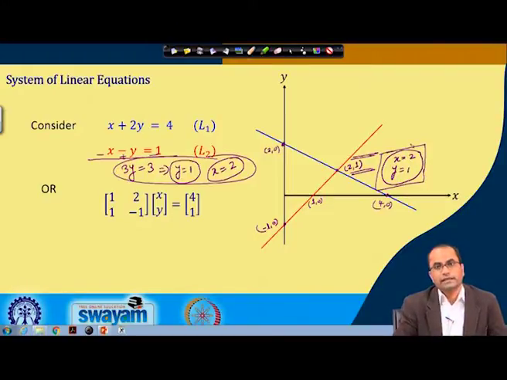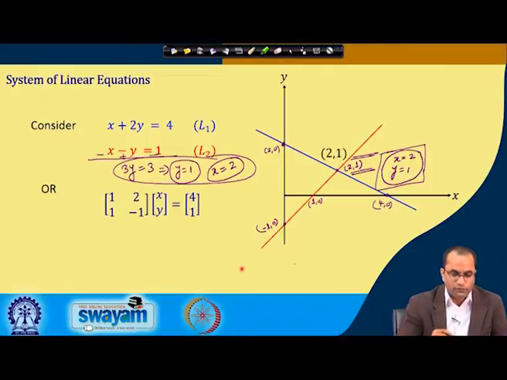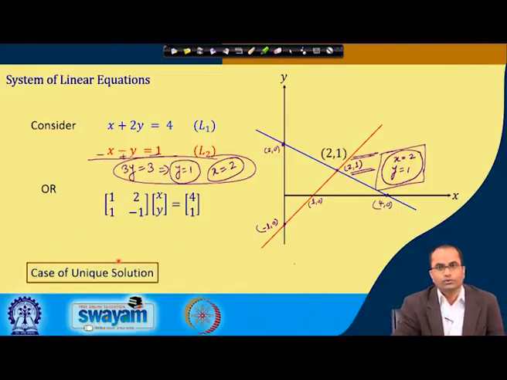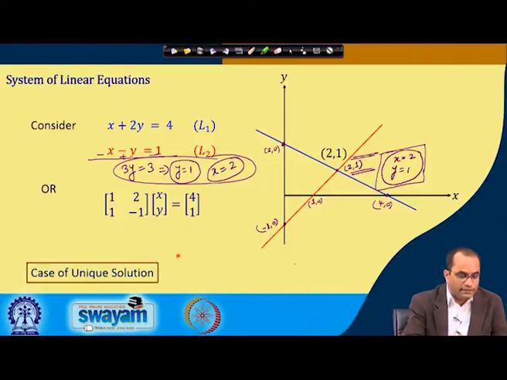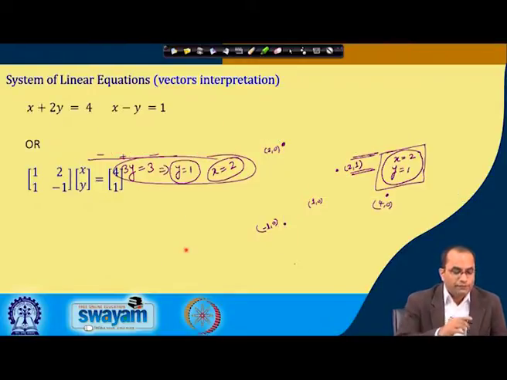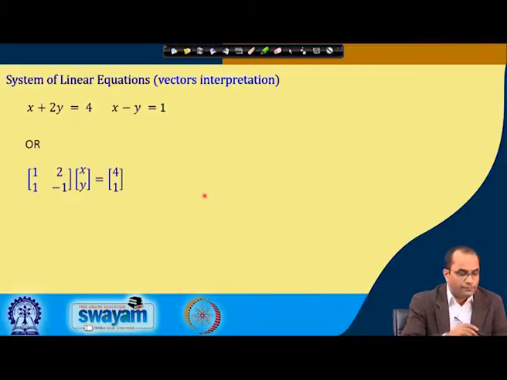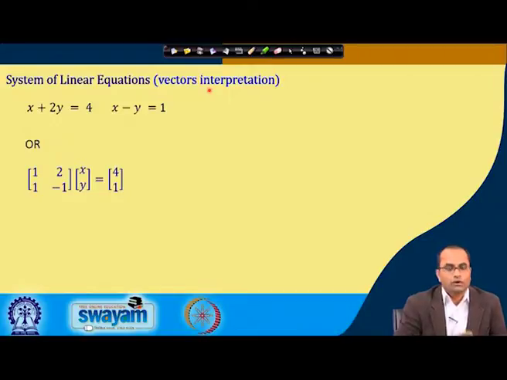So, precisely in this case we got the unique solution, because these two lines intersect exactly at one point. There is no other possibility to have a solution for this given system of equations, and this is what we call the case of unique solution. In this particular situation, when we have considered these two simple equations, we are getting a unique solution. Now we will look at one more interpretation of the same equations in terms of vectors.